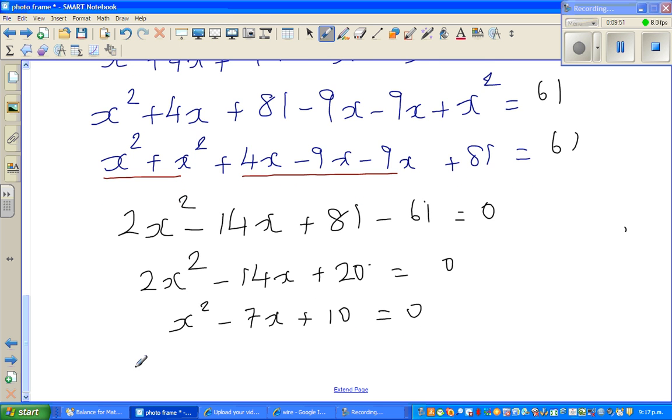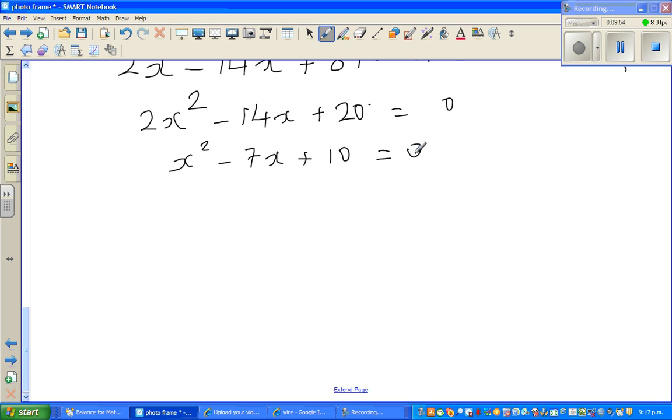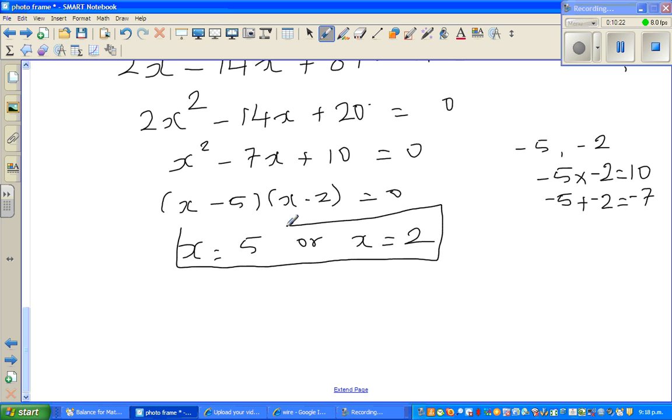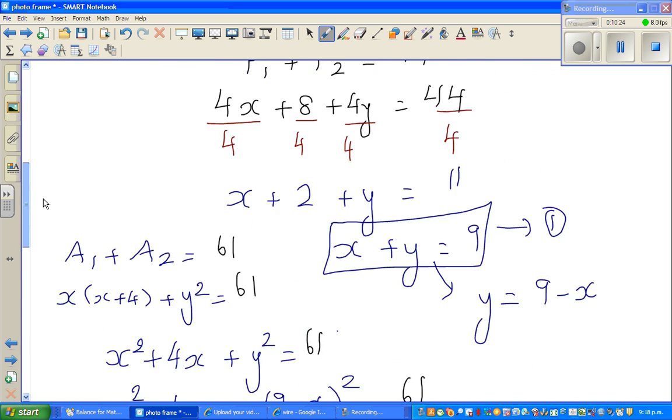Now the two factors of 10, which give you negative 7, are negative 5 and negative 2. Because negative 5 times negative 2 gives you 10, and negative 5 plus negative 2 is negative 7. So the factors are (x minus 5) times (x minus 2) is equal to 0. So x is equal to 5, or x is equal to 2. Both the answers are acceptable. So let's see how that makes sense.